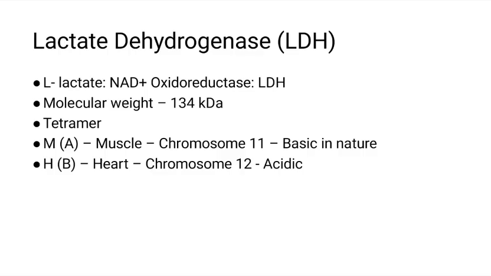134 kilodaltons. It is a tetramer protein which has two peptides. One is derived from muscle and it is called the M polypeptide, which is coded from the chromosome level and it is basic in nature. The other peptide is majorly found in the heart muscles and it is called the H peptide, and it is coded from chromosome number 12 and it is acidic by nature.